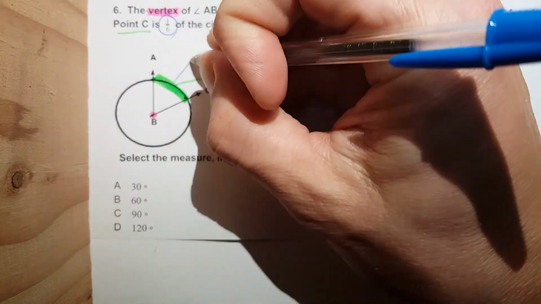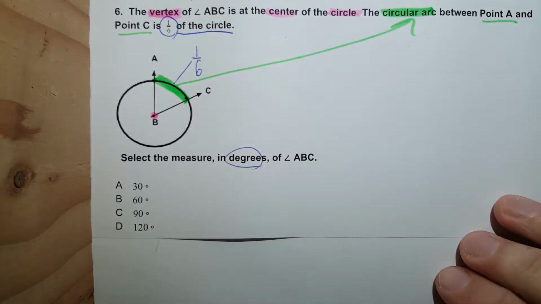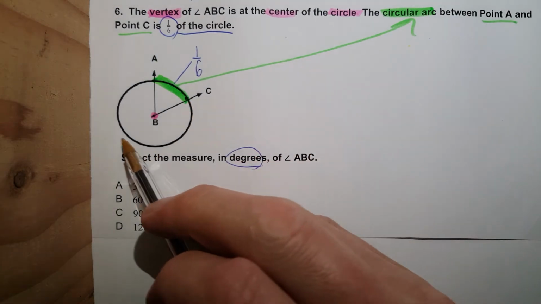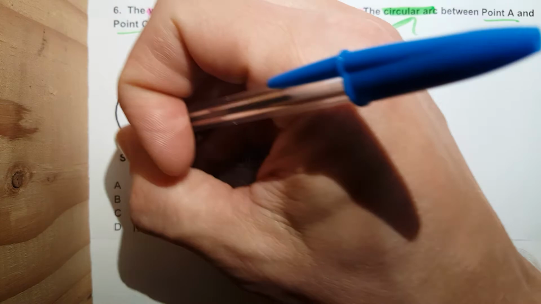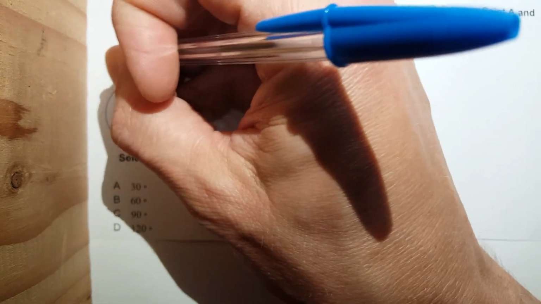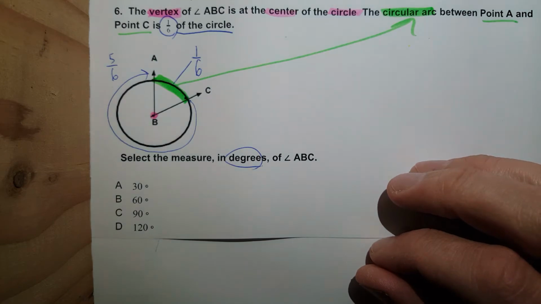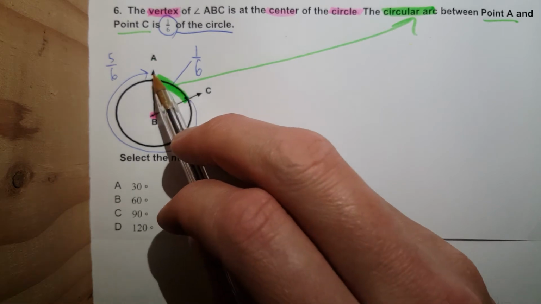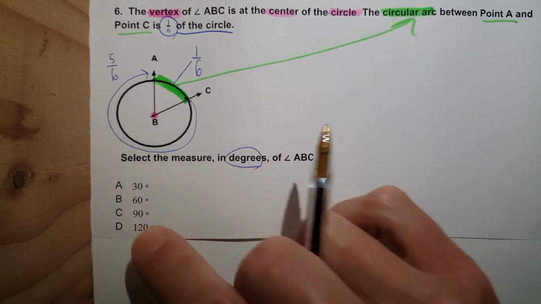And notice how the problem states this is 1/6 of the circle. So that means all of this from here all the way around would be 5/6. Why? We would add 1 plus 5 and get 6/6. This is one piece. Okay, now we need to get it in degrees.